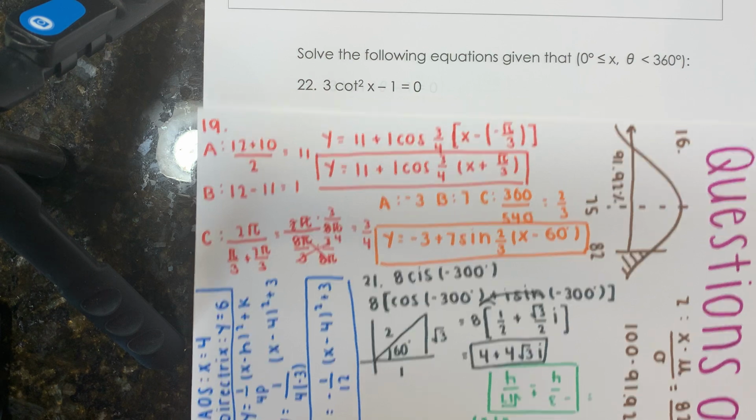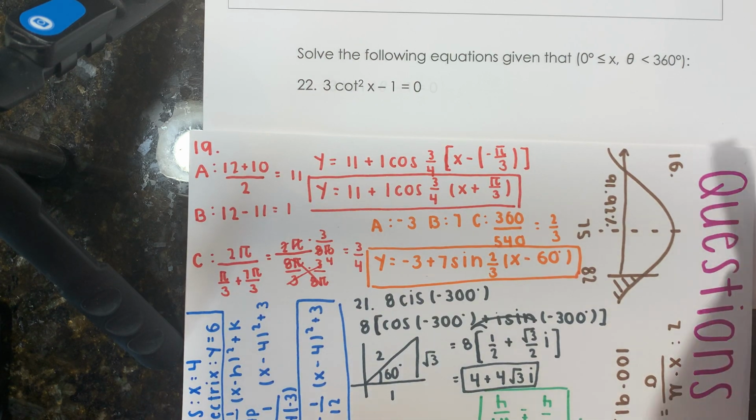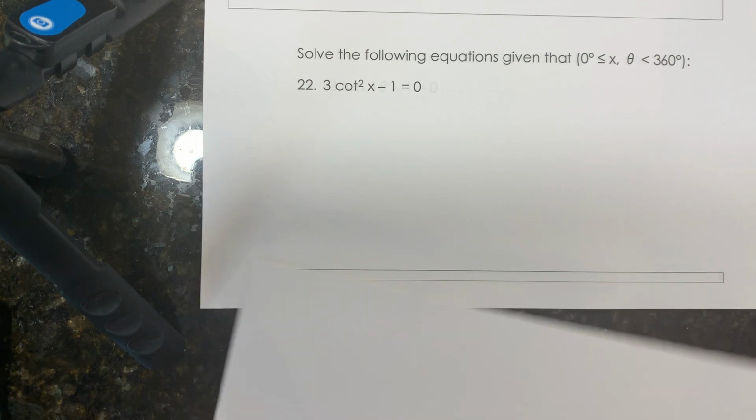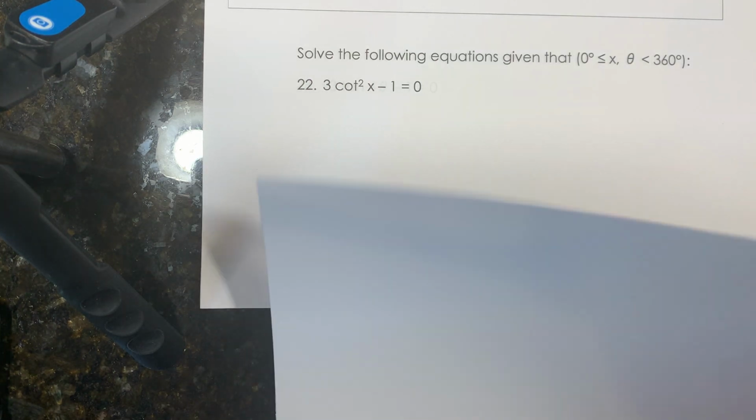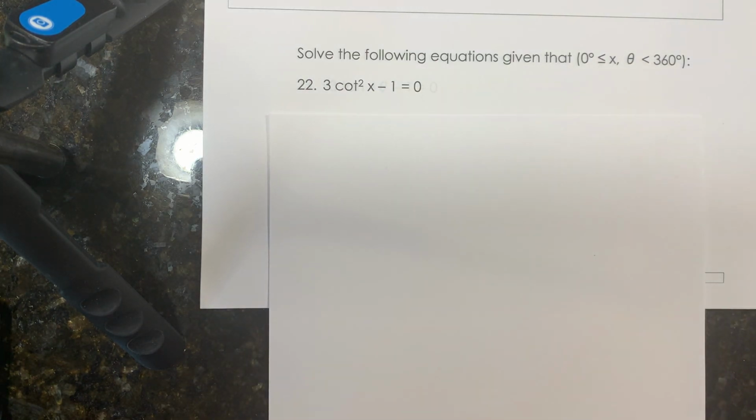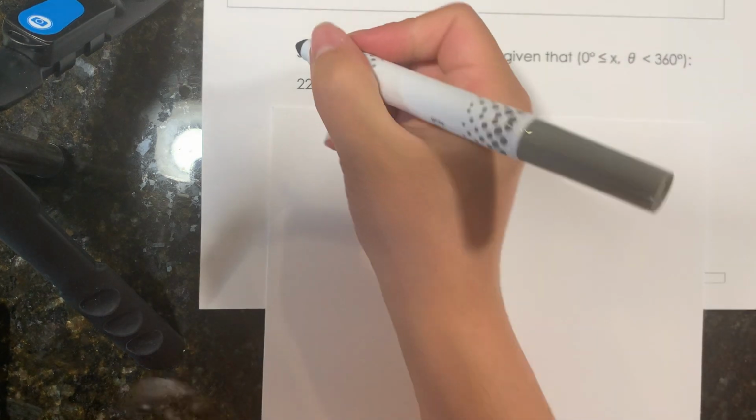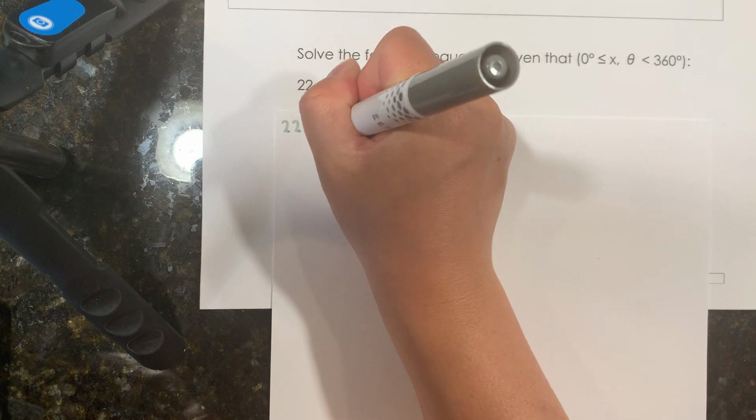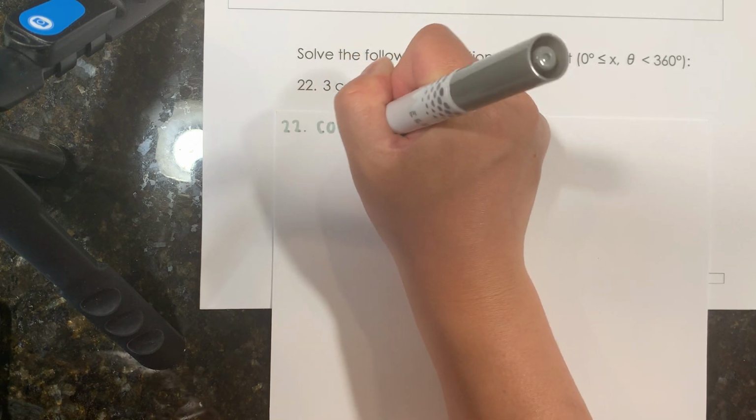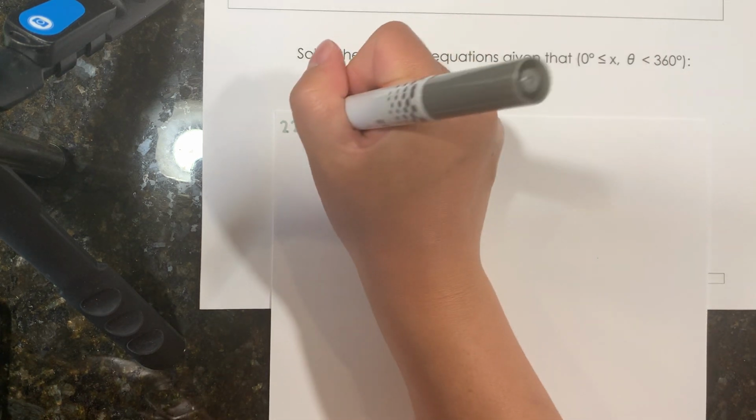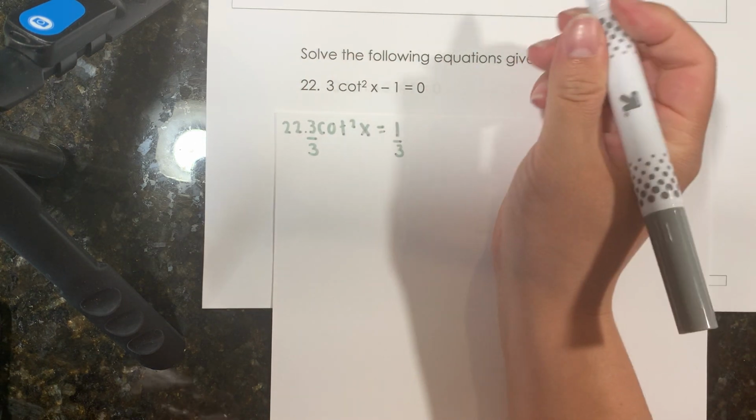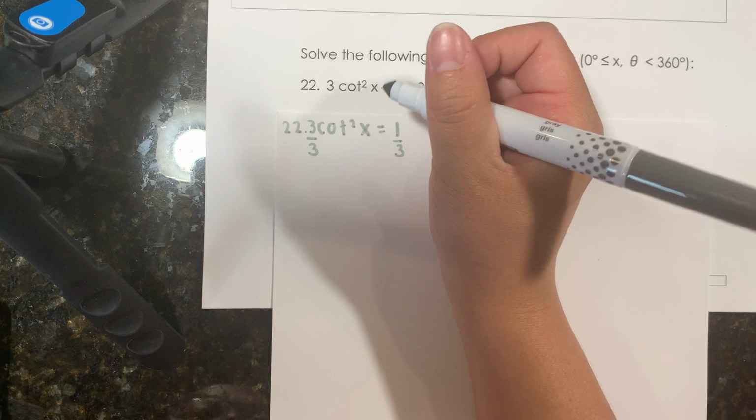Now for number 22, we have to solve this, and it's going to be between 0 and 360, which makes our lives a little bit easier because we don't have to do more work. So what I'm going to do is start by moving the 1 to the other side. So cotangent squared x equals 1/3. And then I have to divide by 3. Then I'm going to take the square root of both sides.